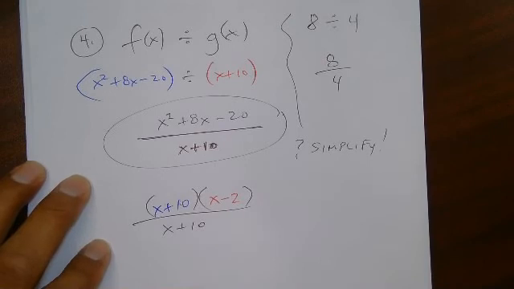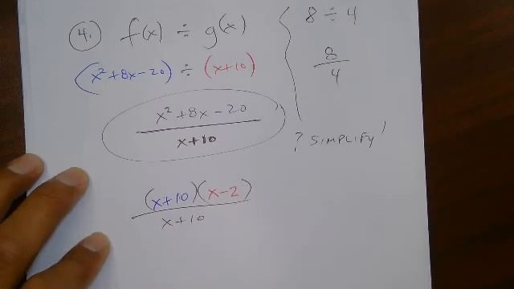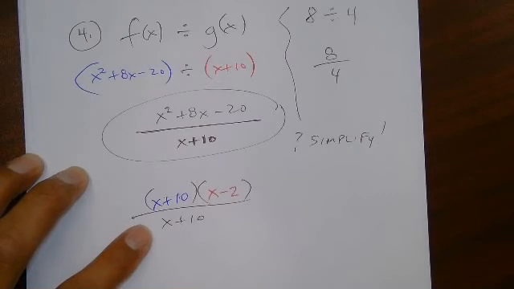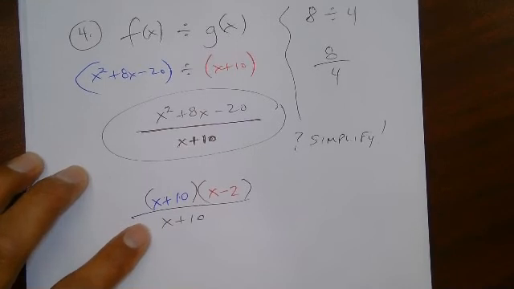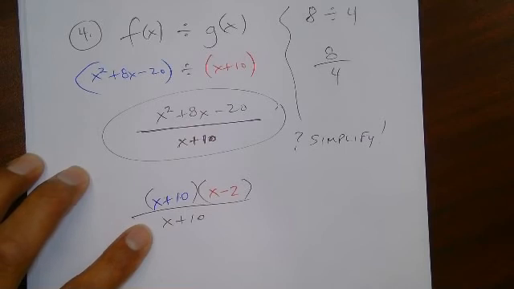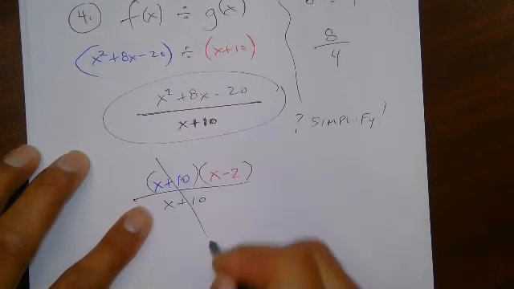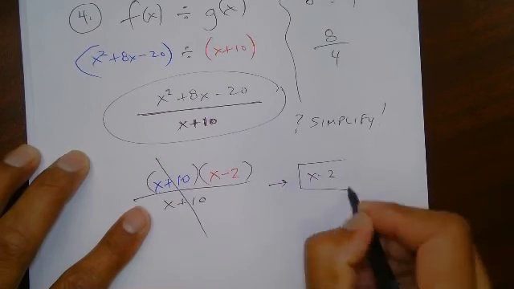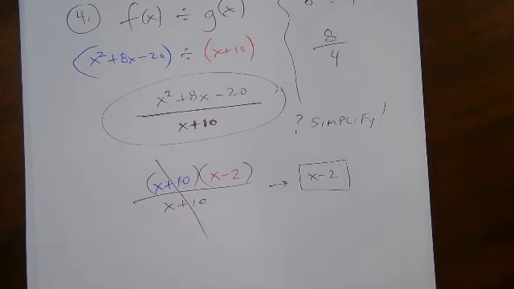It's x minus 2. Everybody know why it's x minus 2? Well, then you better brush up on factoring. And then what happens? These cancel out. Final answer, x minus 2.